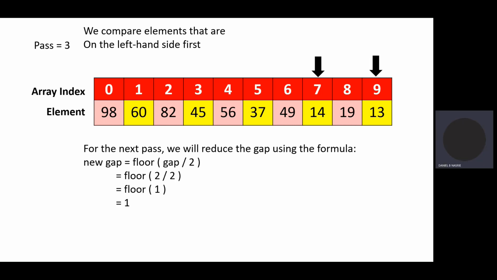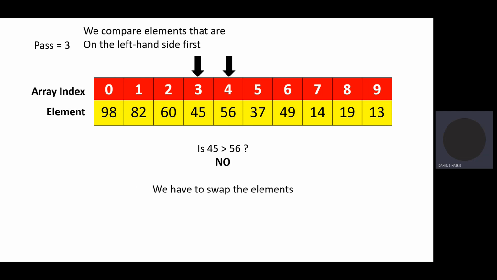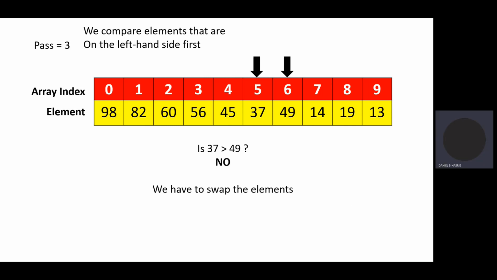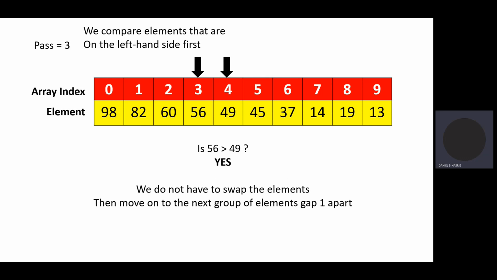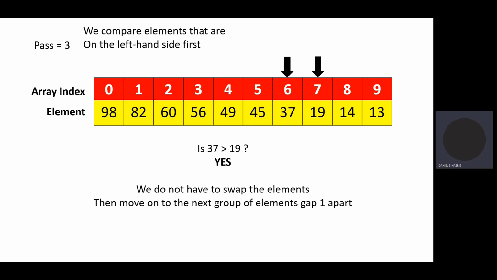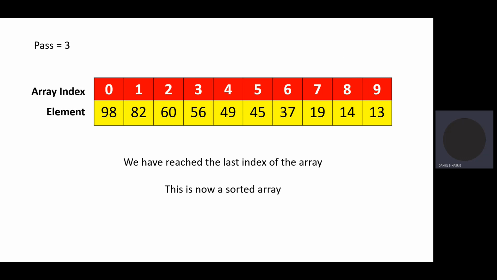For the next pass, we reduce the gap by half again, and the new gap is now 1. And we keep doing this until the end. We reached the last index of the array, so now this is a sorted array, and that is how you do the shell sort.